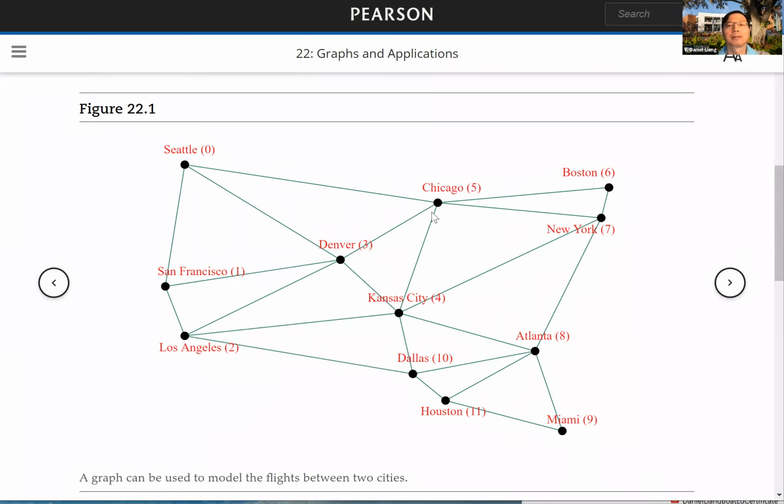In the applications, we can ask a question, for example, what is the shortest distance from Seattle to Miami? Suppose these are the flight maps. So there's a flight from Chicago to Seattle and from Denver to Seattle. So what is the minimum number of flights from Seattle to Miami? We can ask these questions, and this becomes a graph problem.